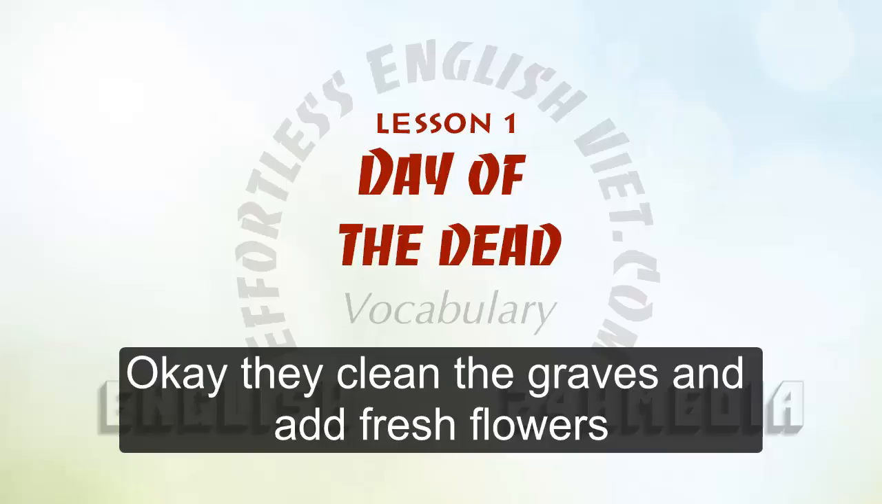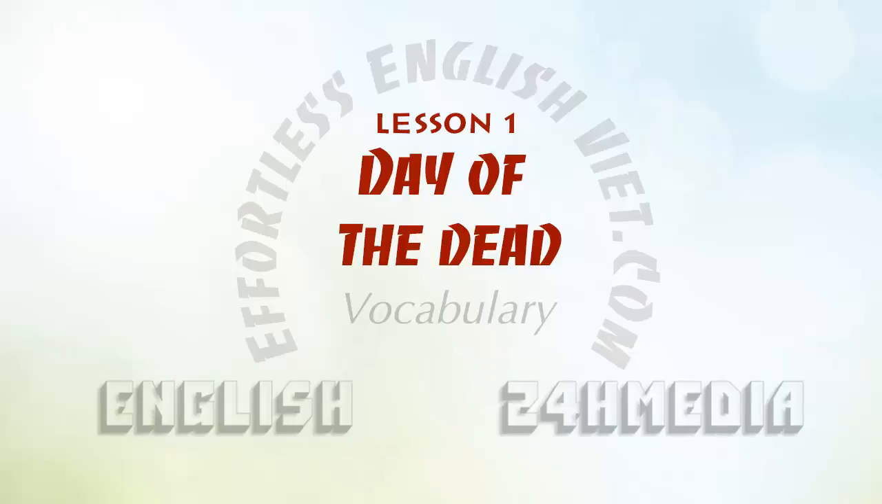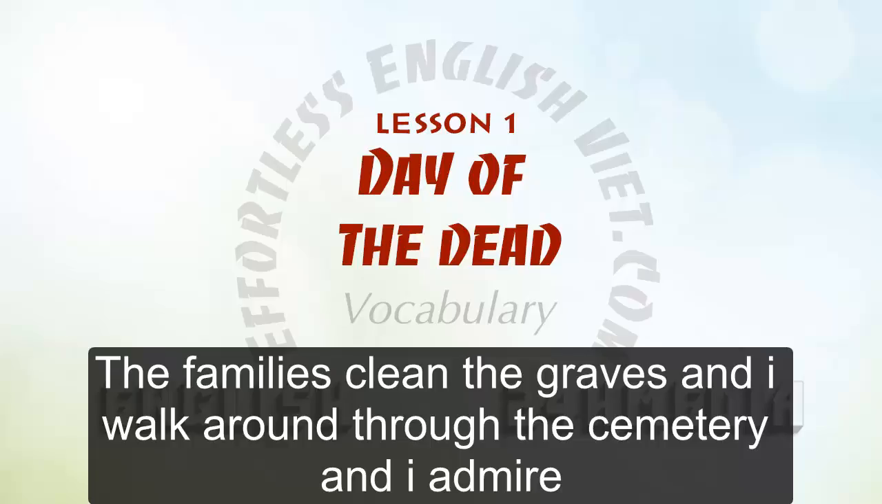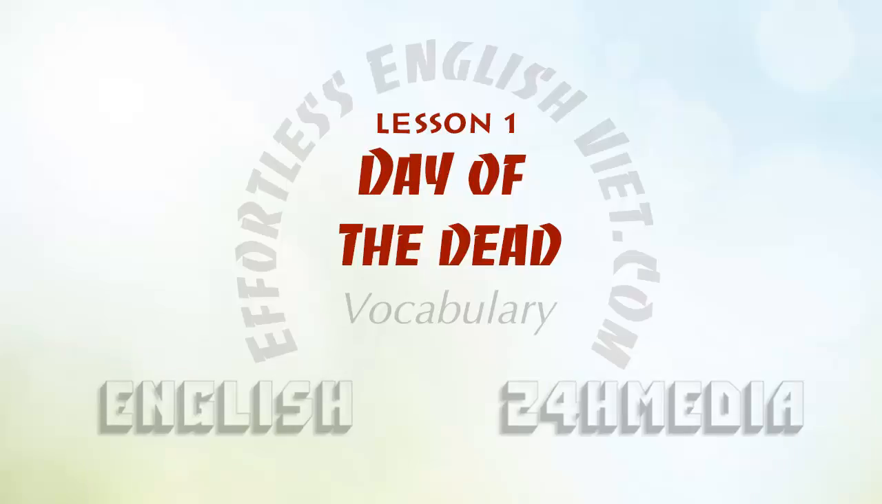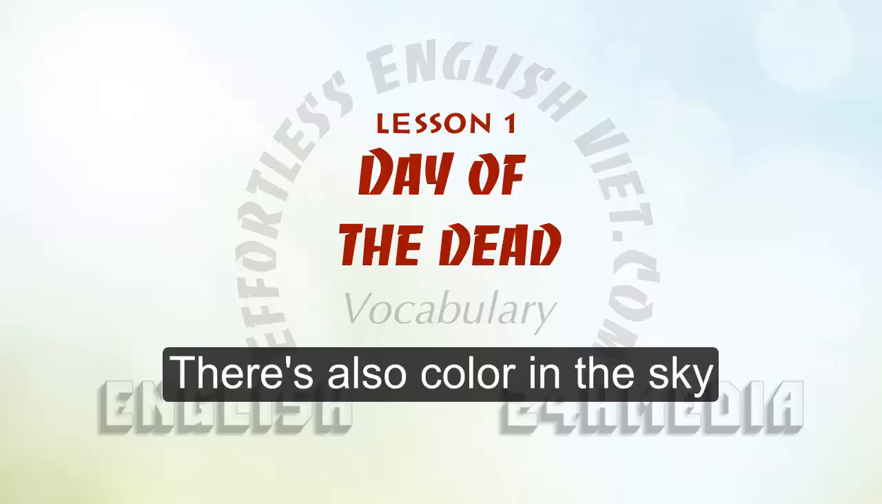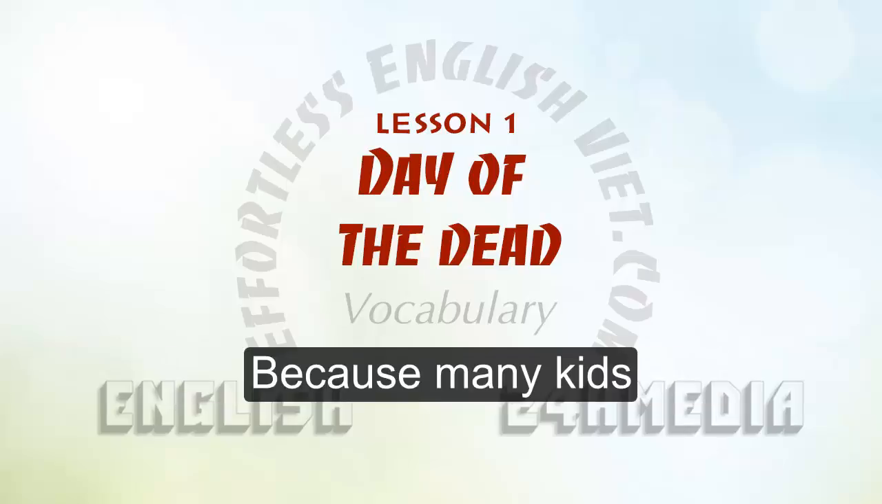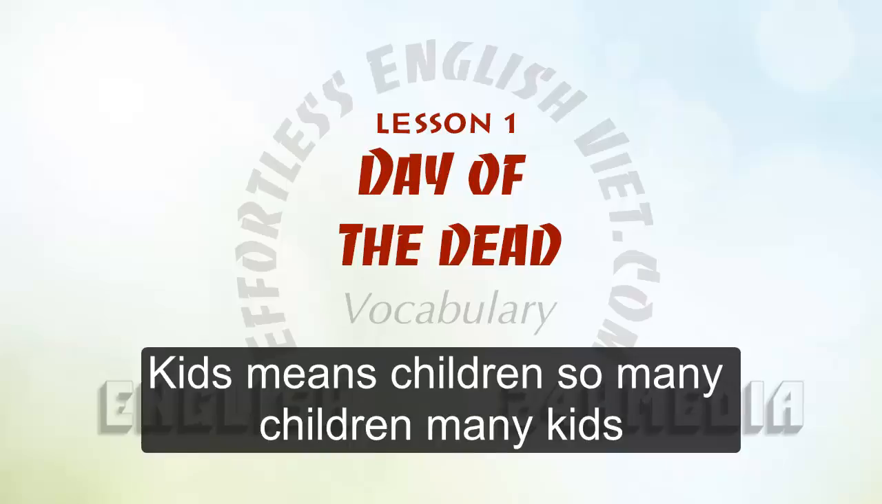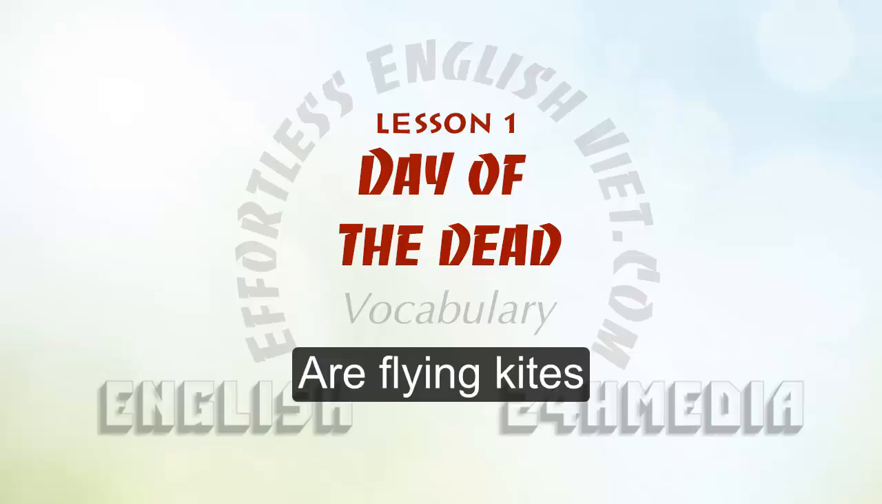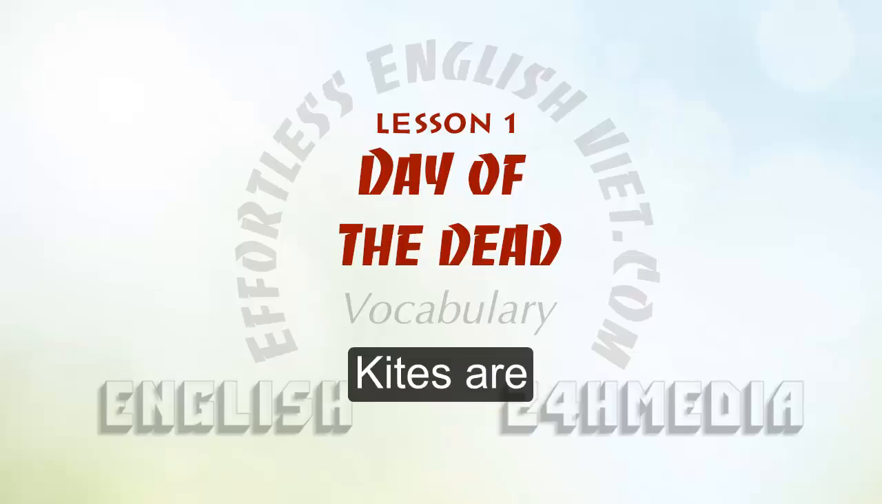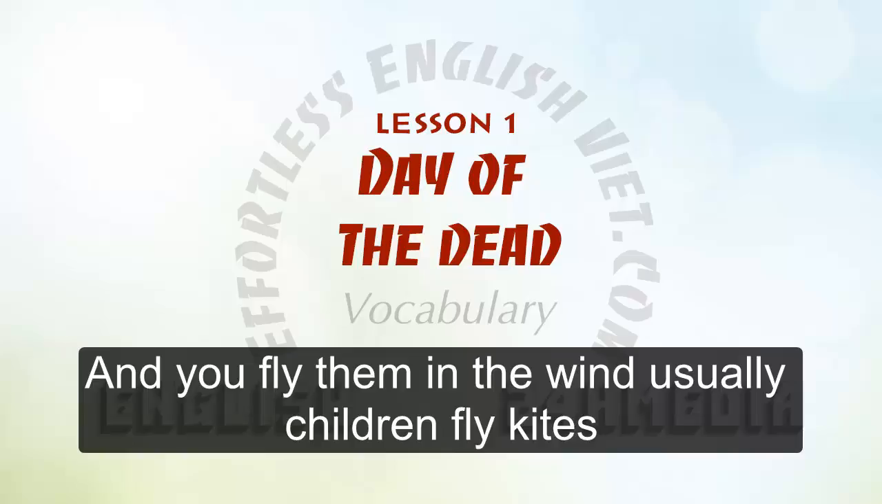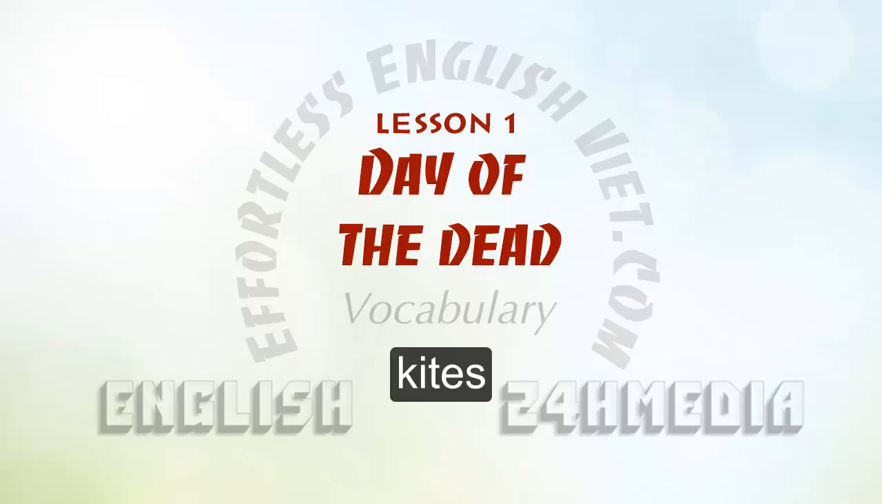Okay, they clean the graves and add fresh flowers. The families clean the graves. And I walk around through the cemetery, and I admire, I appreciate, I admire the beauty of all the colorful flowers. There's also color in the sky, because many kids means children, so many kids are flying kites. Kites are paper or plastic, with a string, and you fly them in the wind. Usually children fly kites. That's kites.